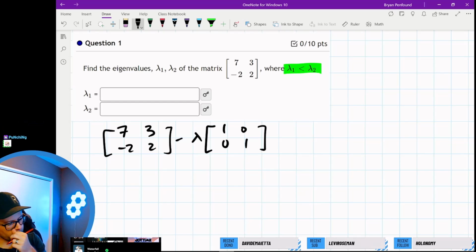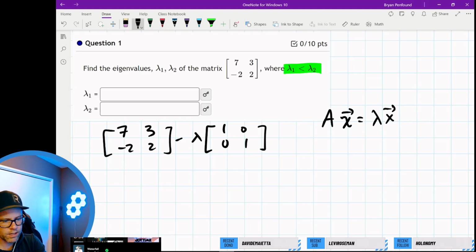There's a little bit of background theory as to why this is the case. I'm pretty sure it's A times some vector is equal to lambda times some vector. This is the equation that talks about eigenvalues and eigenvectors. We say lambda is an eigenvalue if this relationship happens, and x is an eigenvector. Now obviously the 0 vector is always a solution for any lambda, which isn't really an exciting solution, so usually we want x to be not 0.